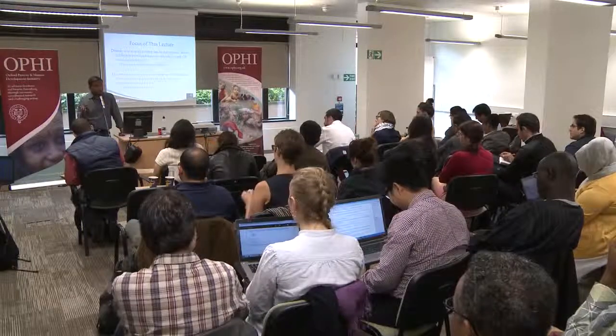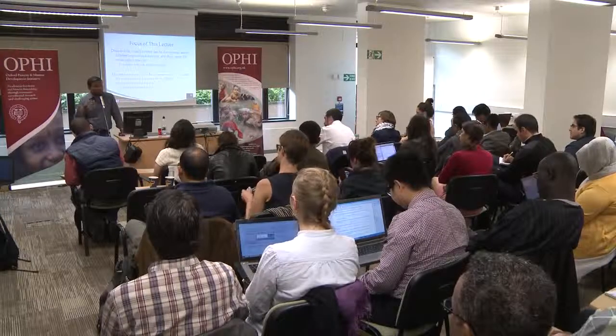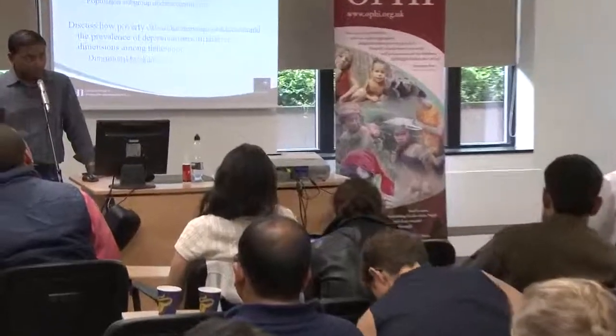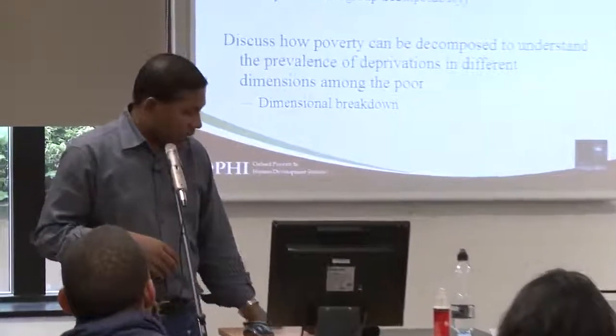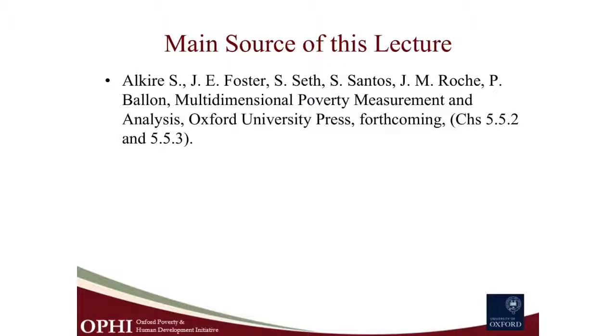So for example, the adjusted headcount ratio can be expressed as a weighted average of the censored headcount ratios. We will come to that just after some time. So that's related to dimensional breakdown. The main source of this lecture is chapter 5 of the book, which was distributed to you quite a long time ago, and these two topics are discussed in sections 5.5.2 and 5.5.3 of chapter 5.